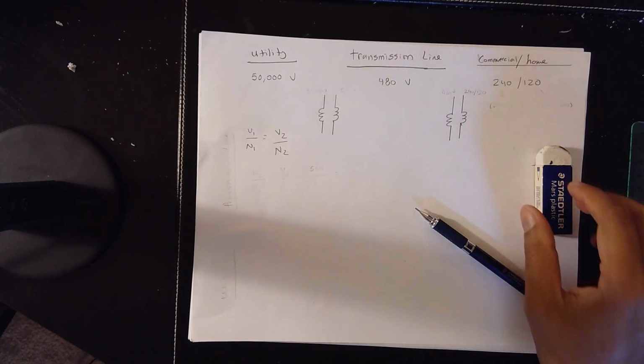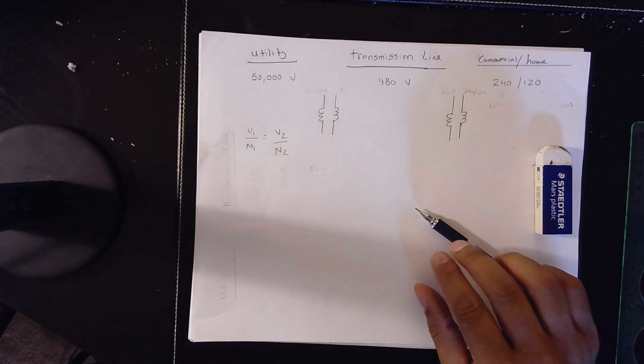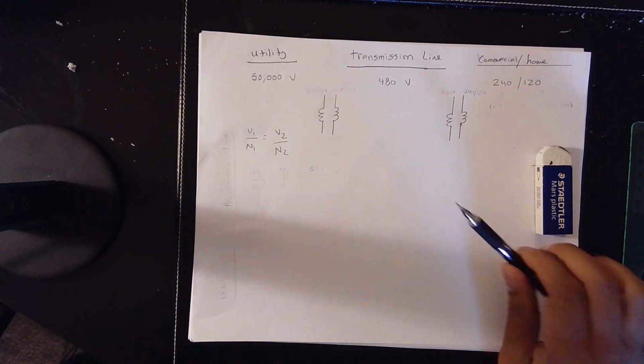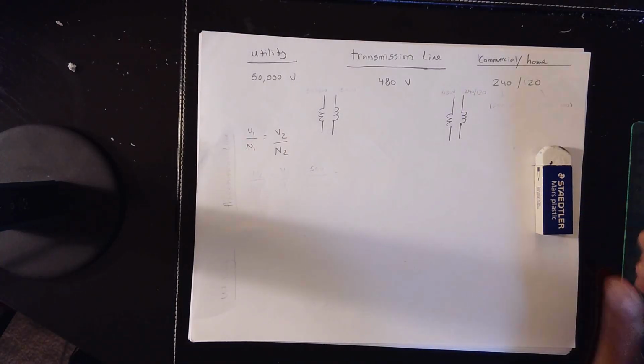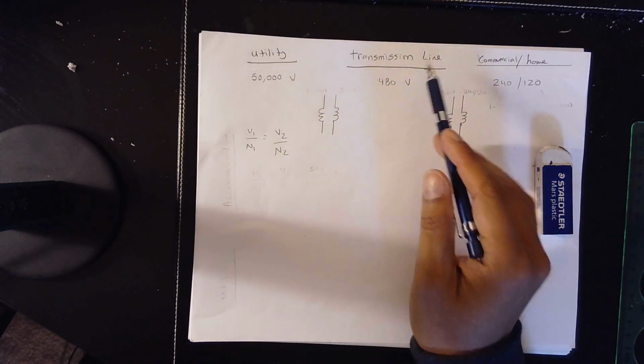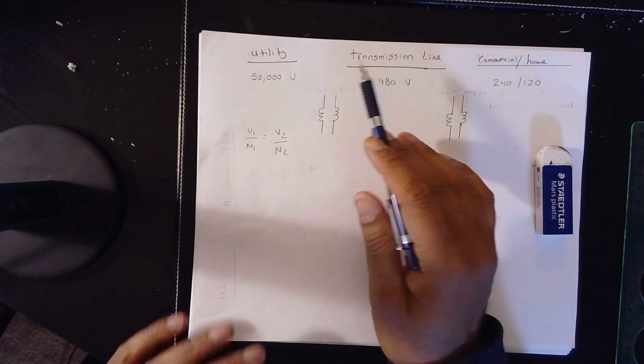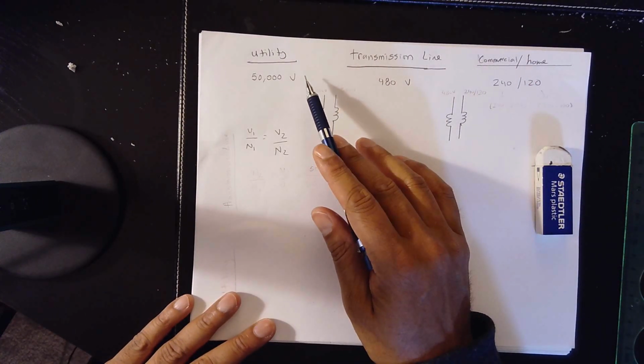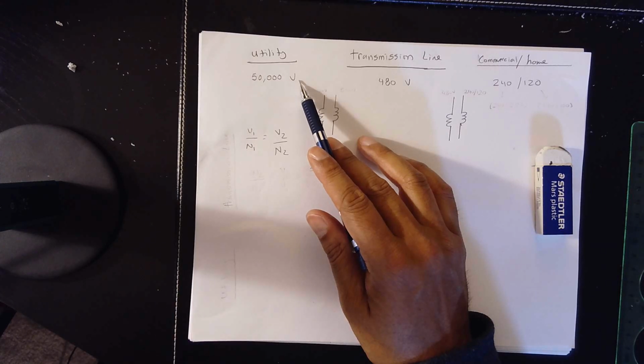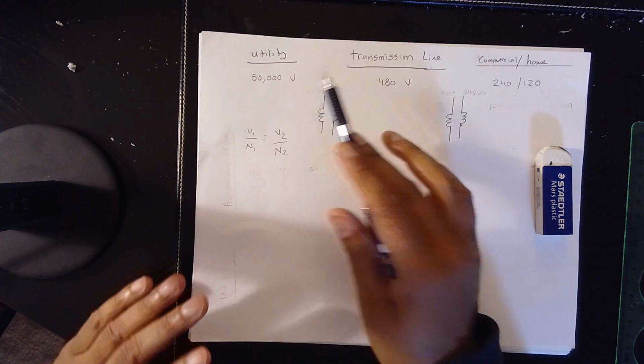So in this video, we want to talk about your transmission line drops, which is another portion of your closed book exam. What you have is utility, transmission line, and commercial home. So your utility is 50,000 volts. Okay, this is something you just got to know. It's roughly 50,000, could be 60, but it's a lot, okay?